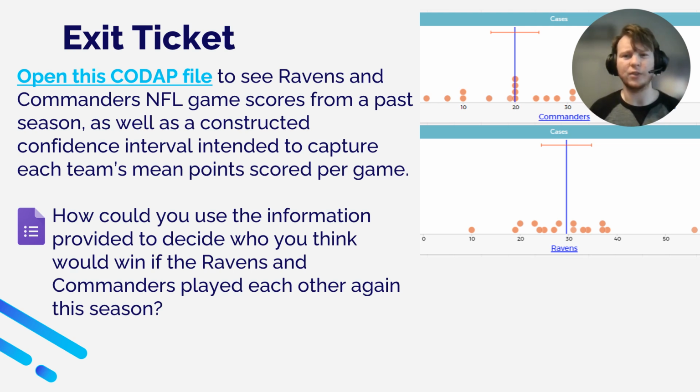These confidence intervals overlap by just the tiniest of amounts. So you could have a student argue that because the confidence intervals overlap at all, we can't really tell that the teams are scoring different points per game. On the other hand, a student might say, yeah, but the Ravens' scores really tend to be higher. There's only the slightest bit of overlap, so I think the Ravens are different and higher than the Commanders' average score in the population.